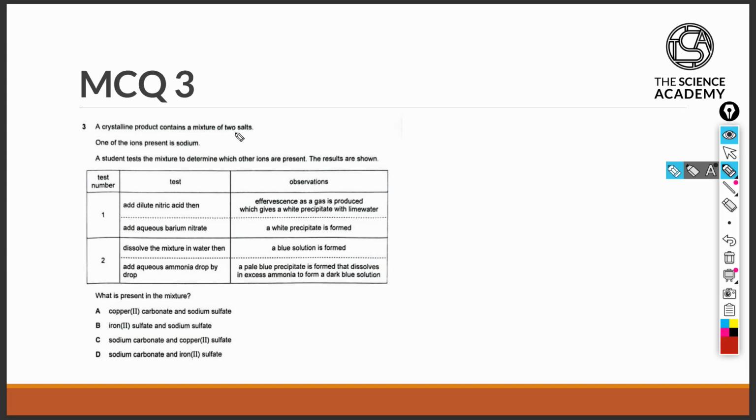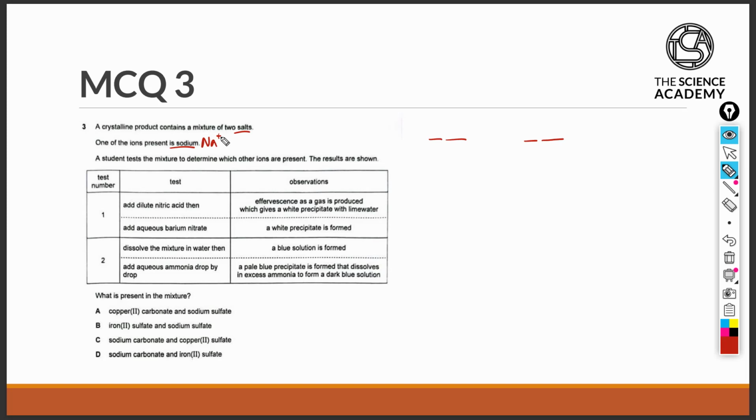So we know that a salt will comprise of a cation portion and an anionic portion. And in this mixture, there are two salts present. It is stated to us that one of the ions present, which is going to be the cation, will be the sodium cation. So let's leave this aside for later.